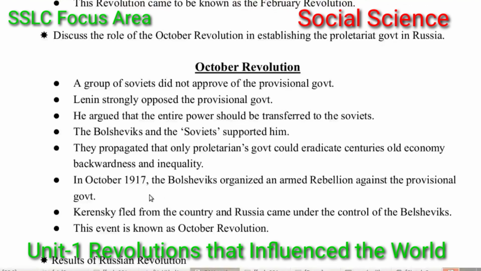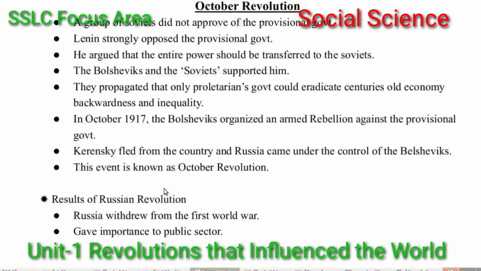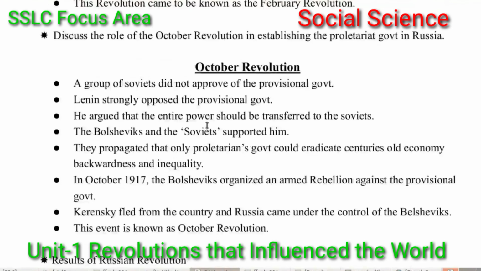In October 1917, the Bolsheviks organized an armed rebellion against the provisional government. Kerensky fled from the country and Russia came under the control of the Bolsheviks. This event is known as the October Revolution. These are the main events of the October Revolution.